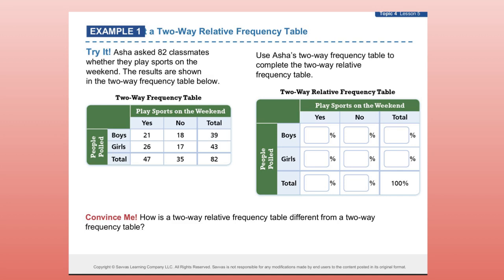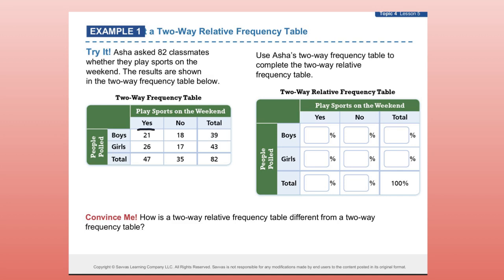This is the try it at the bottom of page 246. Asha asked 82 classmates whether they play sports on the weekend. The results are shown in the two-way frequency table below. We're going to use Asha's two-way frequency table to complete the two-way relative frequency table. So let me get started, and then I will have you work on your own. So let's start right here.